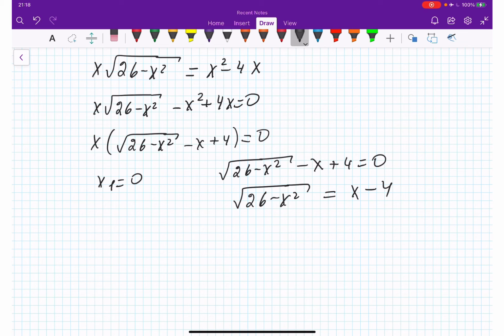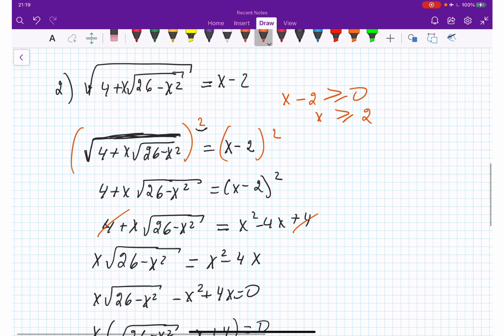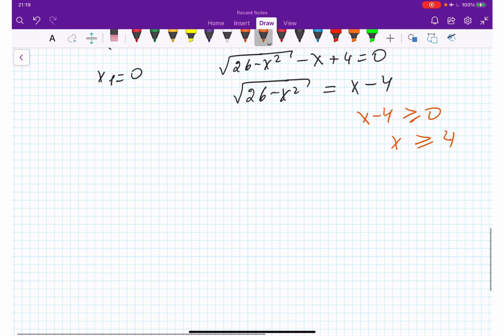And from here, since we have the square root on the left side, then we have to insist that x minus 4 has to be greater or equal 0. And from here, x has to be greater or equal positive 4. So we have practically two conditions. x has to be greater than 2, and x has to be greater than 4 for this one, for the second square root.